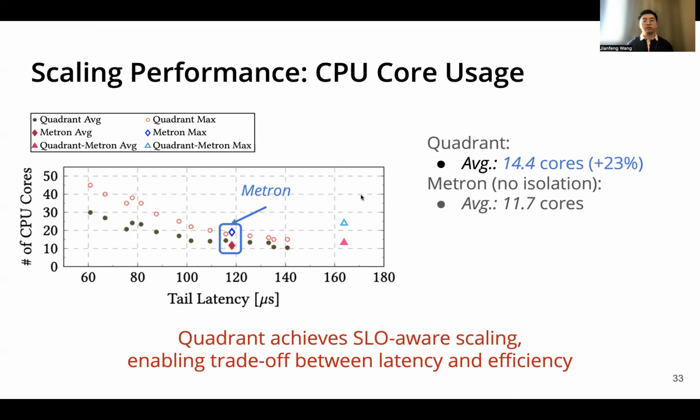We also find that Quadrant can achieve a smaller tail latency with slightly more time-average CPU cores compared to Metron. This overhead is reasonable because Quadrant, as we said, provides necessary inter-NF isolation for running network function chains.